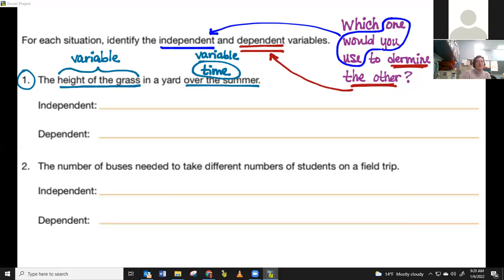The height of the grass, I'm thinking about, you know, if you've let the lawn go for a little while, not necessarily somebody who's out mowing it every single week, but kind of like a big empty field. The height of the grass would be our dependent variable.